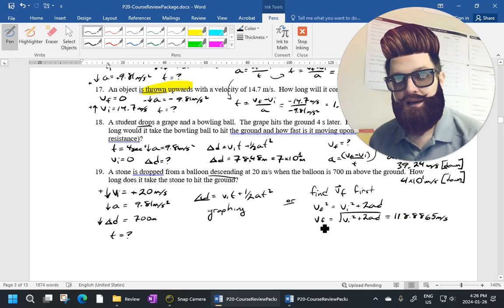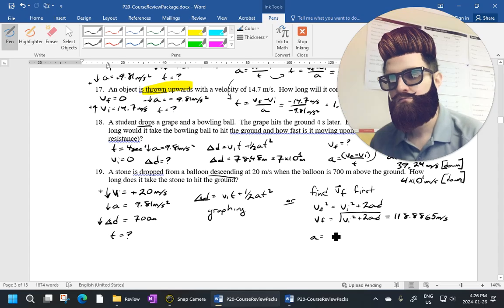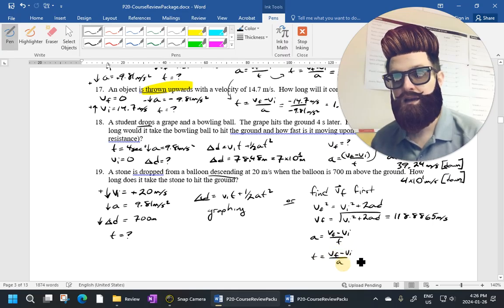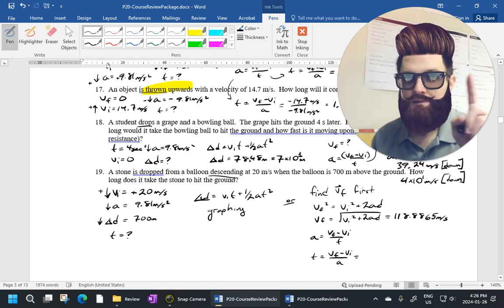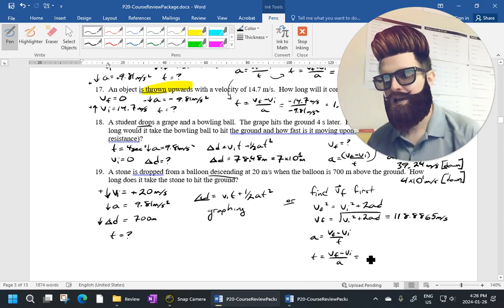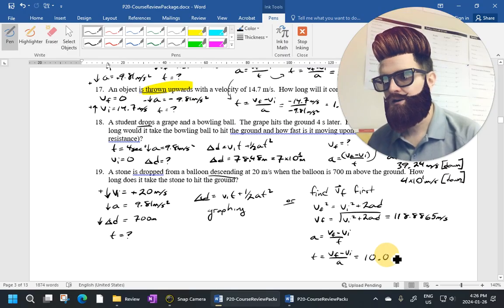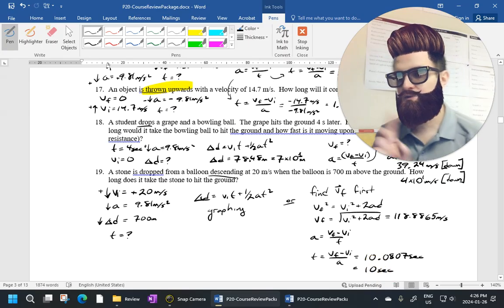Okay, so now I have a VF. I can use this formula to find time, right? A is equal to VF minus VI over T. I'll rearrange it for T: VF minus VI over A. I got my VF, got my VI, divided by my 9.81, and I get 10.08 seconds, but we need just 10 seconds. I'm going to write down more decimals here, just so you can confirm you got the same answer as me, but it is just 10 seconds. Okay, that's one way to do it.